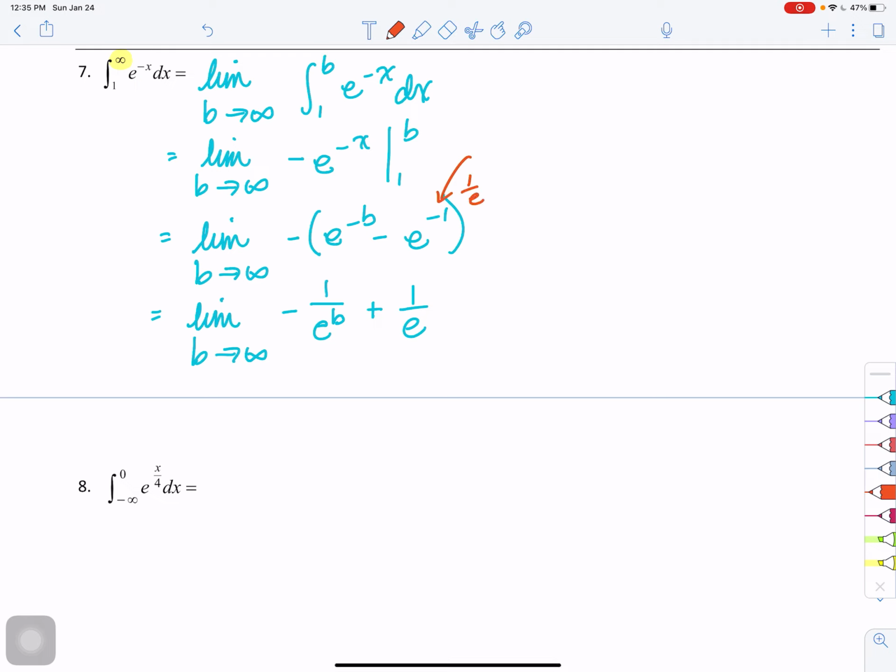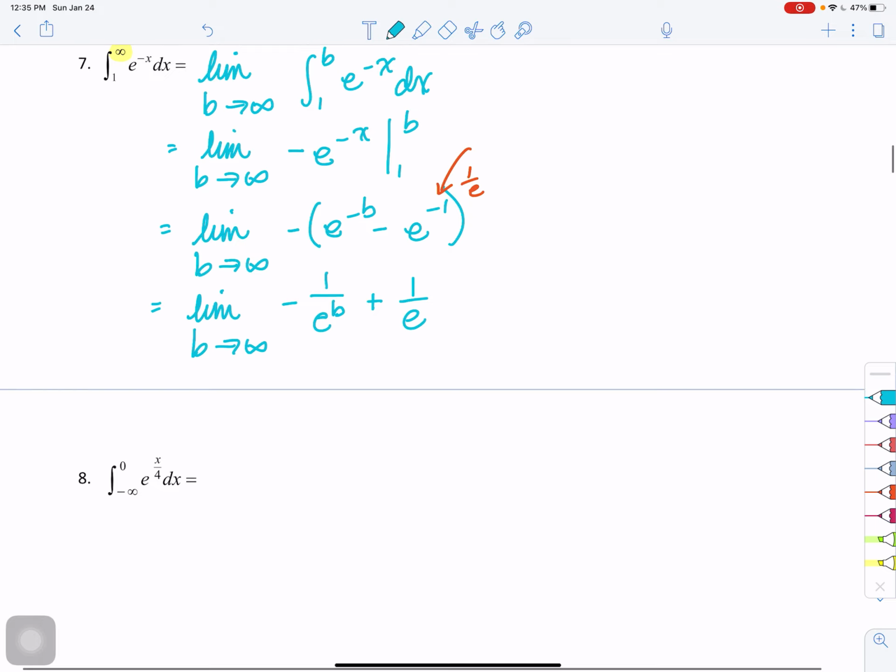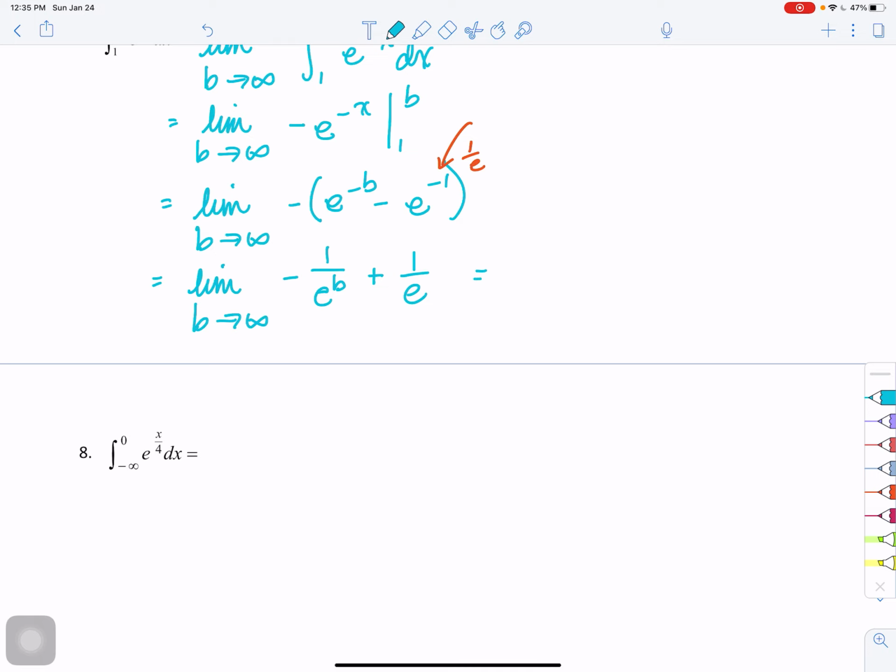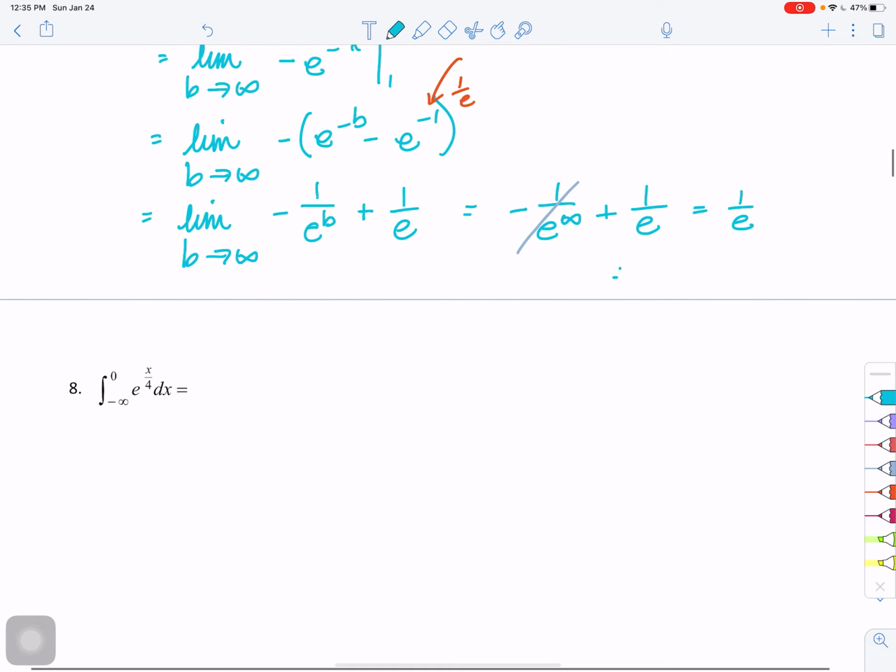Okay, so now what are we going to do? We're ready to put in infinity everywhere there's a b. So this is equal to negative 1 over e to the infinity plus 1 over e. Well, this goes to 0. 1 over huge is small. So this is just equal to 1 over e. And e is just a number. So therefore, the integral converges. We have a finite number. Okay, let's keep going.